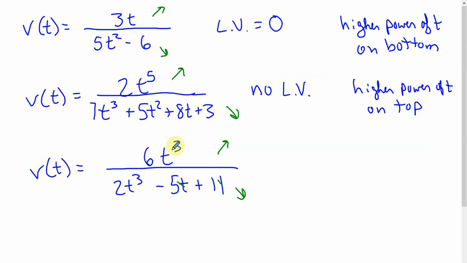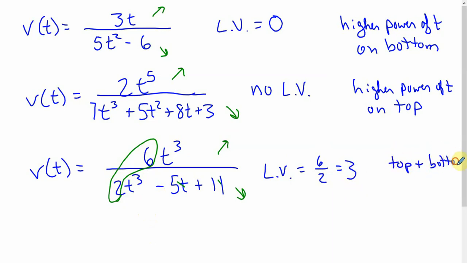And since they're tied in terms of the power, what you do in this case is you actually just take the numbers that are multiplying them. So we have a 6 and we have a 2. So the answer is there is a limiting value, and it's 6 divided by 2, which of course is 3. So this is when top and bottom have the same power.